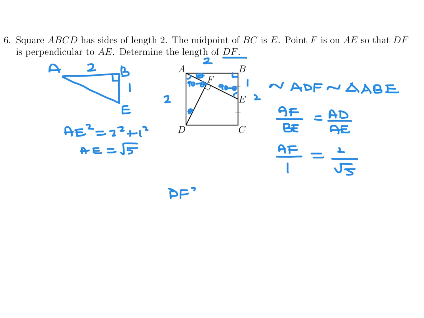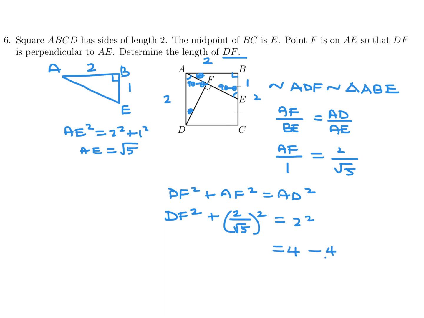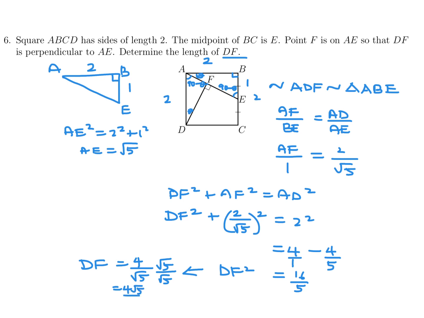So DF squared plus AF squared is AD squared. And then DF is what we're trying to figure out. AF I just did was 2 over root 5. And then AD is just 2. Okay, so that's going to be 4 minus 4 over 5. And that is what, 16 over 5? And then that's DF squared. So DF would be the root of that, which is 4 over root 5. And if you rationalize the denominator, it would be 4 root 5 over 5.